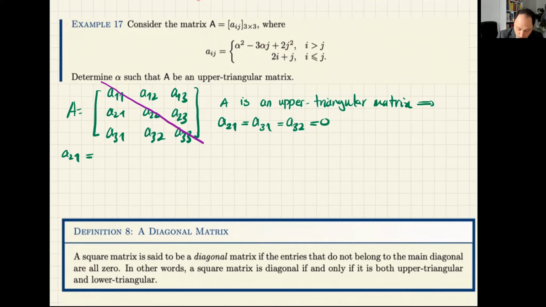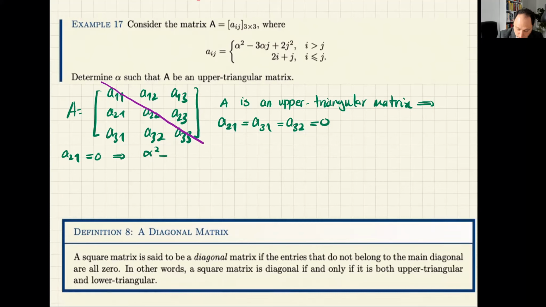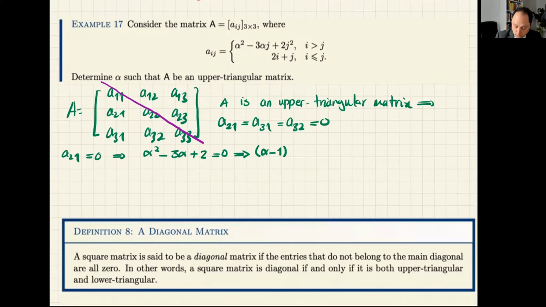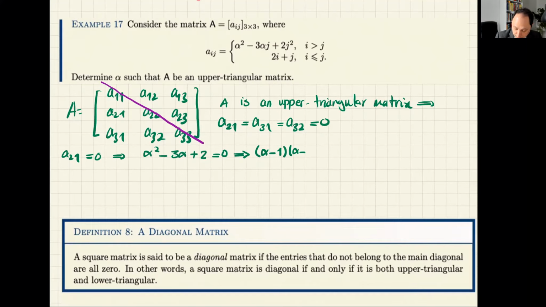So this means that alpha squared minus 3 alpha times 1, because J is 1 here, plus 2 times 1 to the 2 is 0. But this is a simple quadratic equation. You can use the PQ formula or the ABC formula, but I prefer to factorize it here. It's easier. I need two numbers whose sum is minus 3 and the product is positive 2. So these are the numbers.